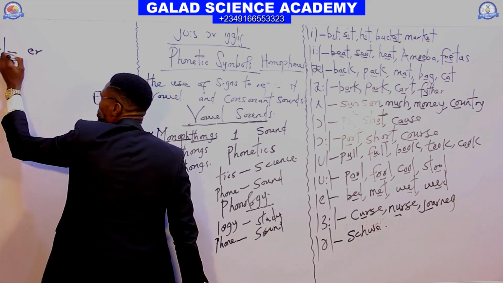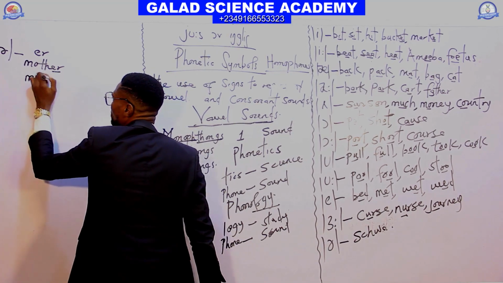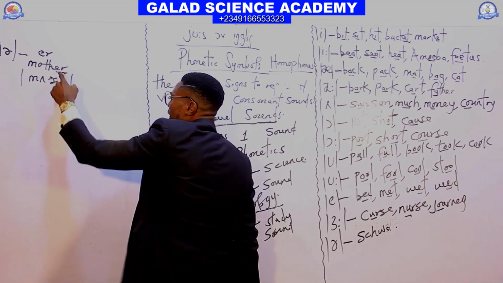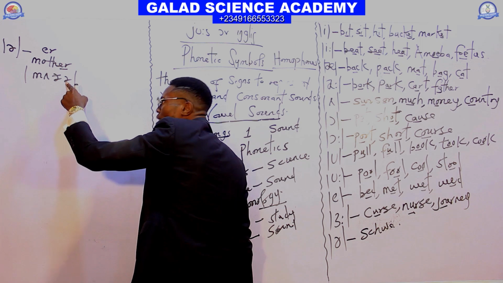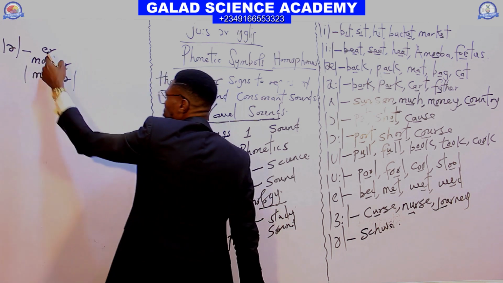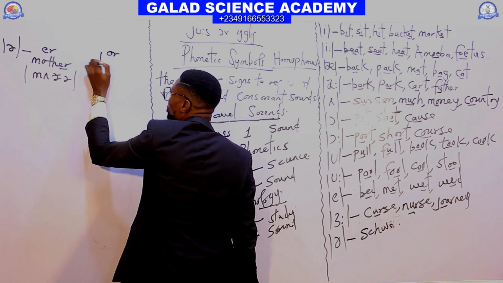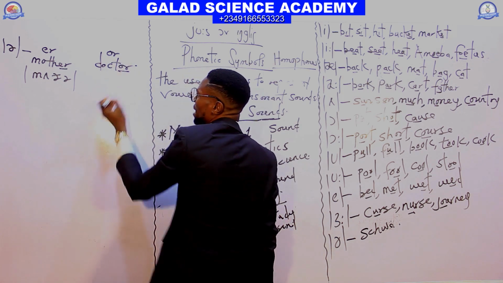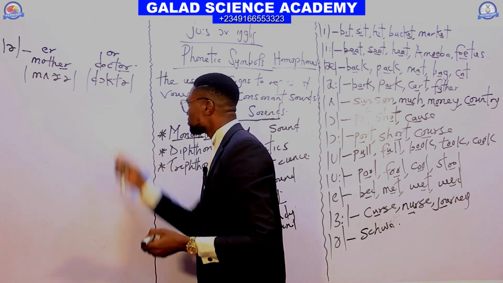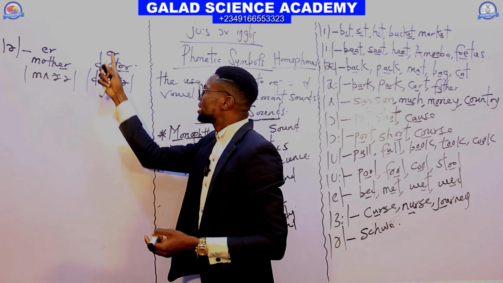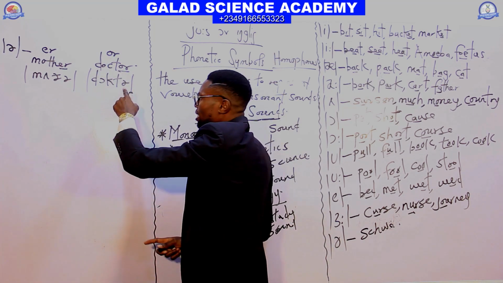For example, where I have mother, the transcription is seen on the board. Mother. This ER takes the schwa. So where I have my ER, I should take it with the schwa. Not only in ER, where I have a word that ends with OR. For example, I have this. If I'm to transcribe, this is the transcription. Doctor, doctor. And this OR takes the schwa sound. So in other words, when I have OR, it should take the schwa sound.